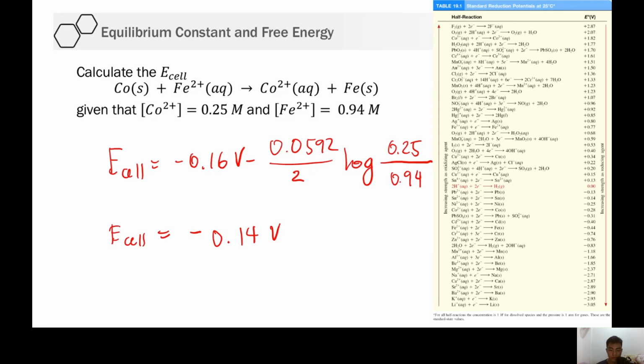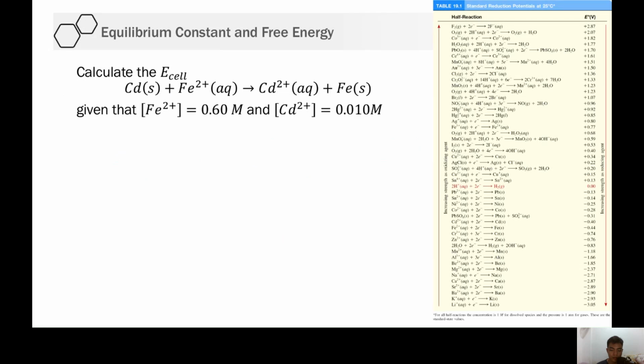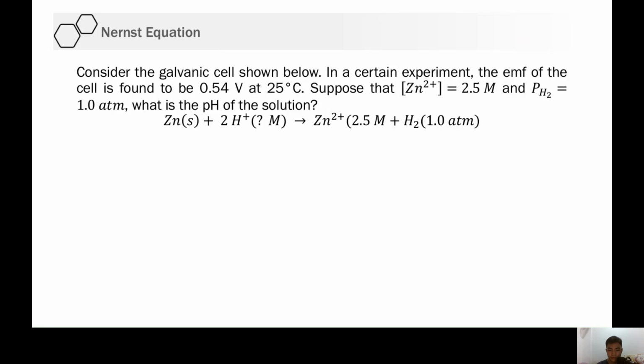So that's one. I will leave this to you to practice. However, this is solved in the worksheet. Okay, so this will be the last one.